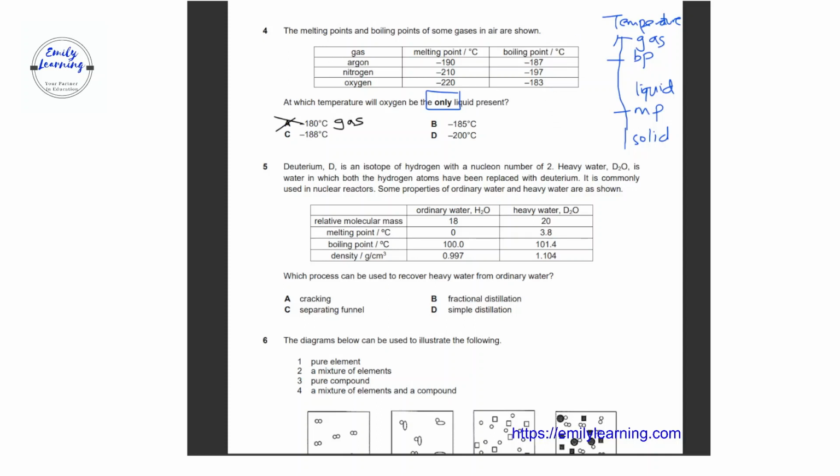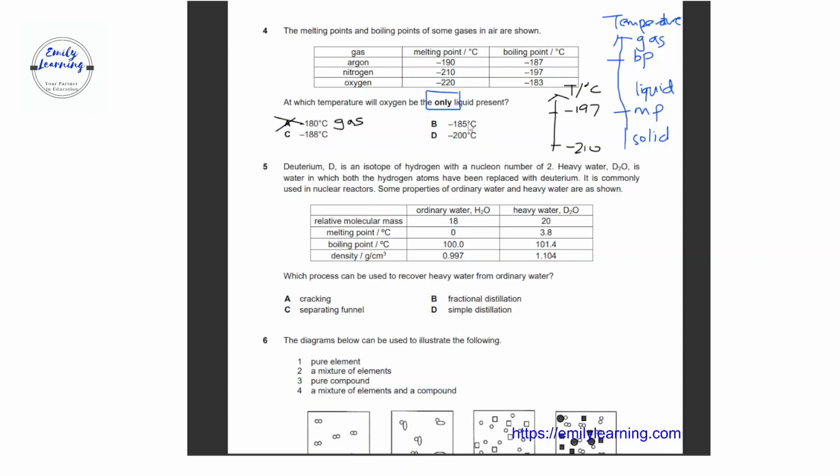So nitrogen. Temperature, I'll use it as T. Nitrogen has a boiling point of negative 197 degrees and a melting point of negative 210 degrees Celsius. So in order for it to be a liquid, it must be in between minus 197 to minus 210. Anything out of it is either a solid or gas. If it's above minus 197, it is a gas because it has boiled. If it's below minus 210, it is a solid because it has frozen.